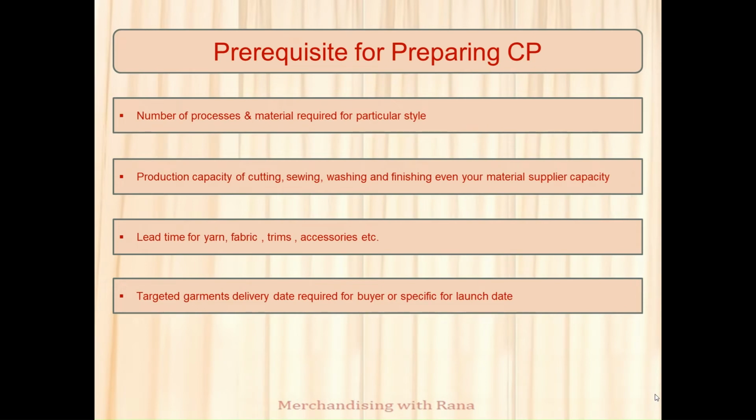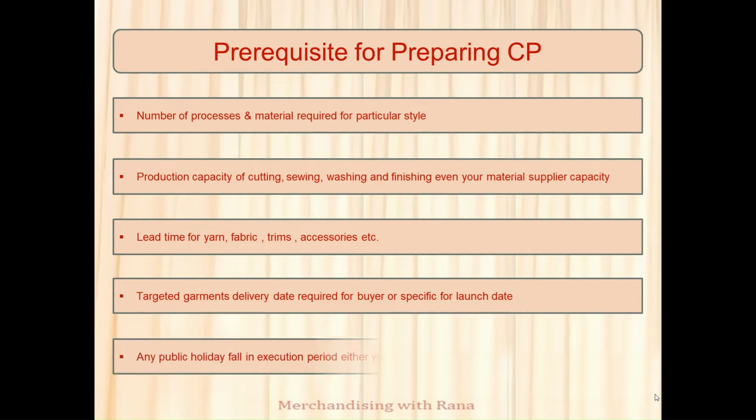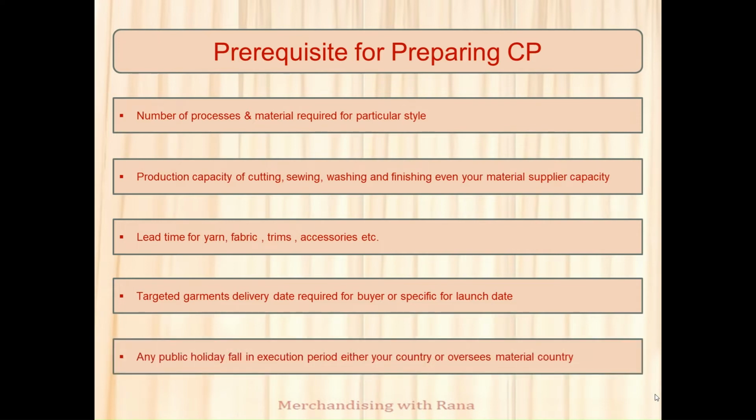Targeted garment delivery date required for buyer or any specific date for launch date. When you make CP, you need to know when your buyer will launch this product, which will help you understand the required delivery date. It might require shorter lead time or you might have some time. If your buyer provides targeted delivery date, then no problem. You have to work on that date. Any public holiday fall in execution period, either in your country or overseas material supplier country.